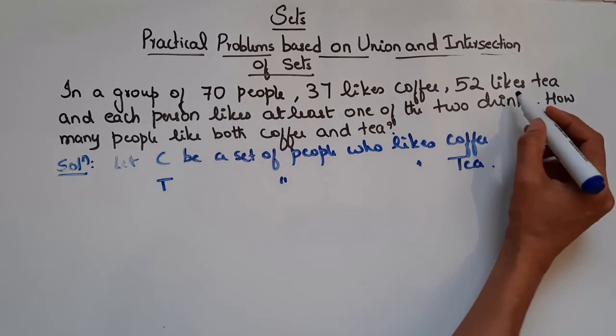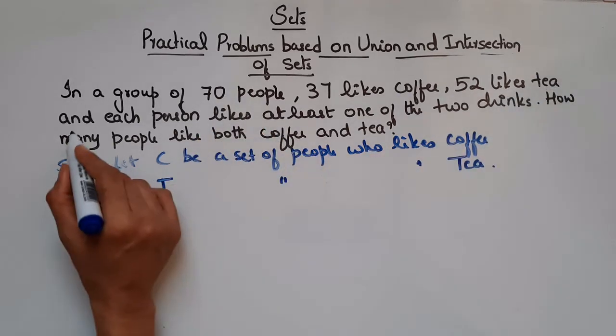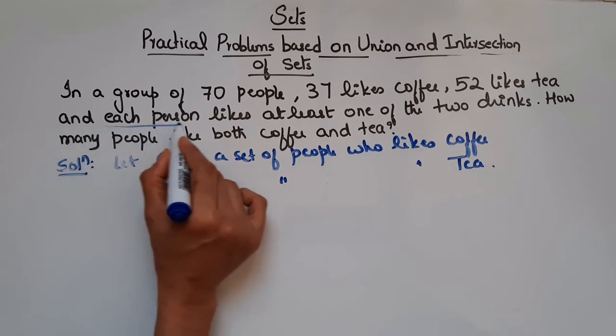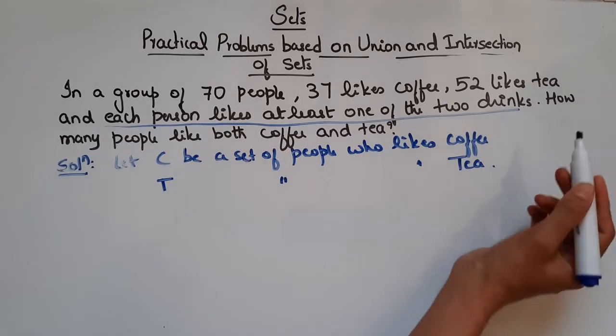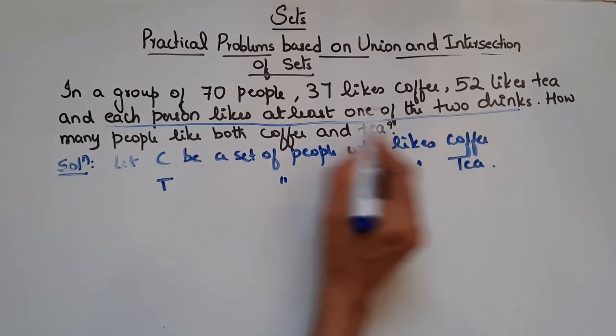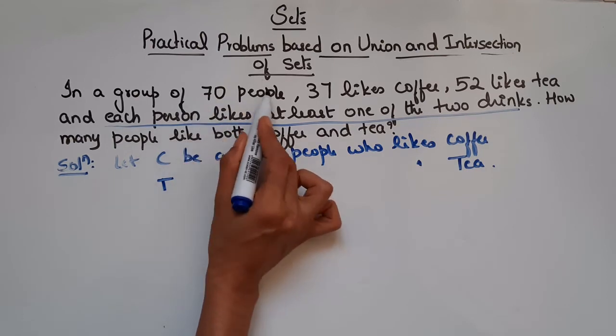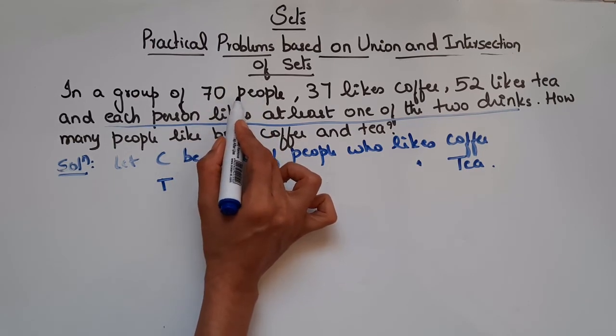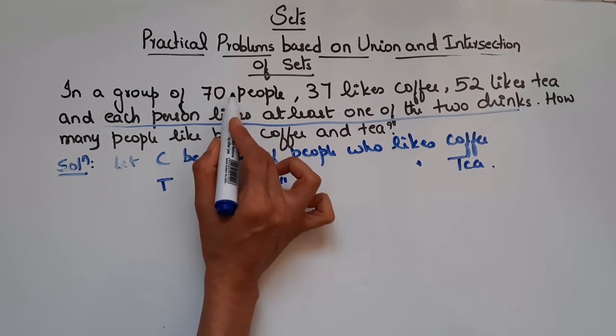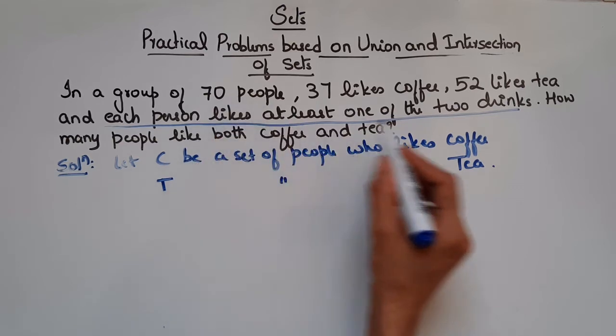If in case this sentence is not given, which sentence? Here, each person likes at least one of the two drinks. If this sentence is not given, in that case you cannot take this as the union, because there might be people who don't like either tea or coffee. Agreed? In that case you will take this as the universal set. We will see that type of problem next, but now we will continue with this.